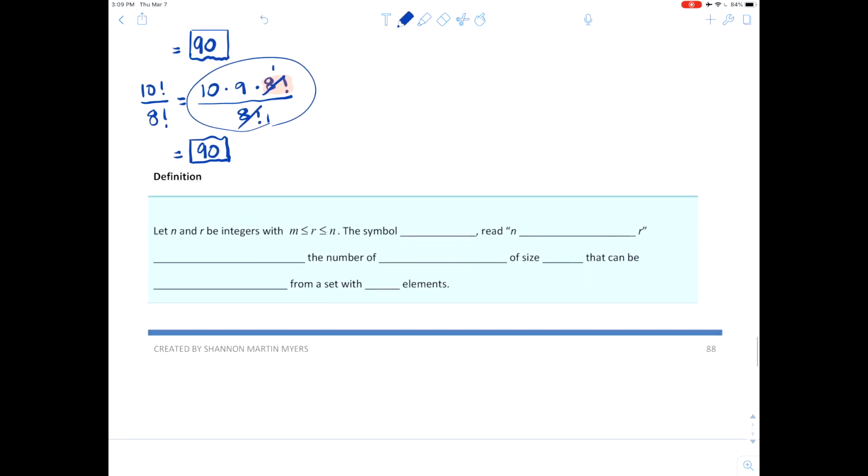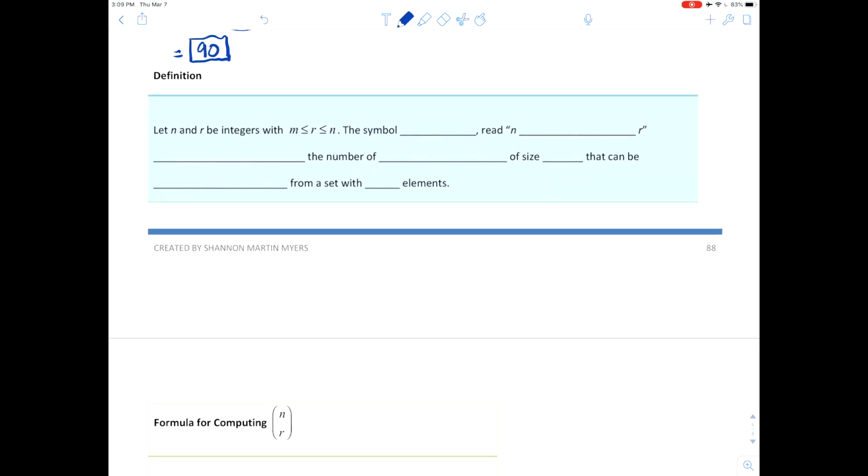Okay, so now let's check out our next exciting item. Let n and r be integers with 0 less than or equal to r less than or equal to n. The symbol n choose r represents the number of subsets of size r that can be chosen from a set with n elements.